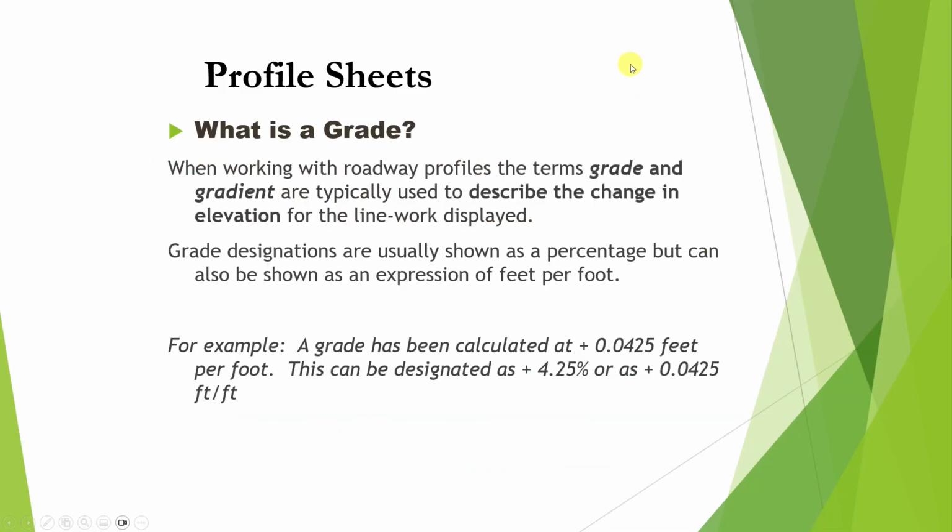What is a grade? When working with the roadway profiles, the term grade and gradient are typically used to describe the change in elevation for the line work displayed. Grade designations are usually shown as a percentage, but can also be shown as an expression of feet per foot. For example, a grade has been calculated at plus 0.0425 feet per foot. This can be designated as plus 4.25% or as 0.0425 foot per foot. Now, normally, a lot of times we use the 4.25% in this case.